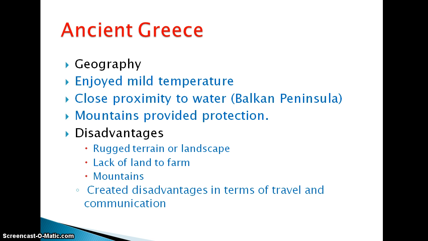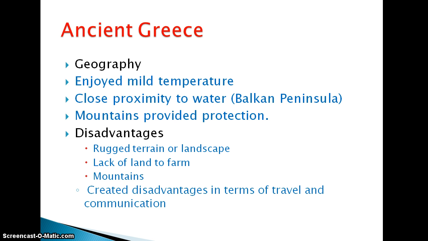Ancient Greece had unique geography. It was a peninsula. It had water on three sides, and it enjoyed a mild temperature because it was so close to the equator. It again had close proximity to water, and it was called the Balkan Peninsula. It also was a very mountainous country, which provided a lot of protection for the people that lived there.